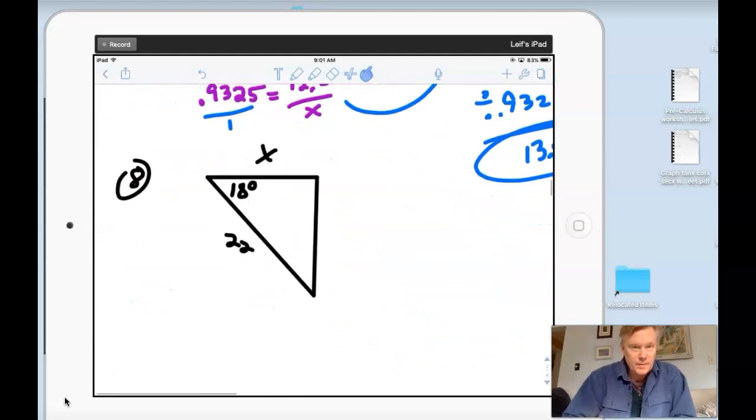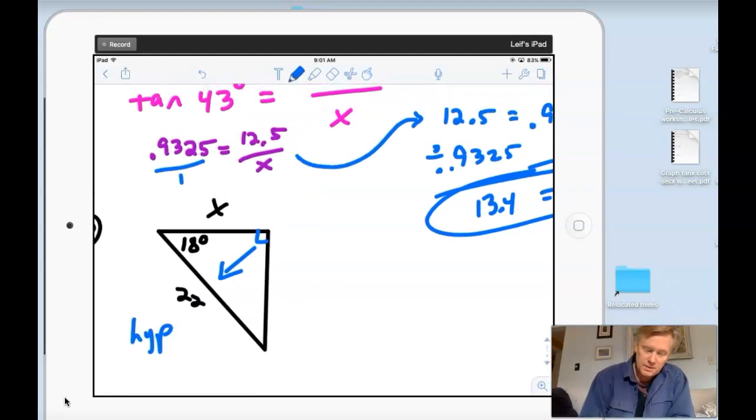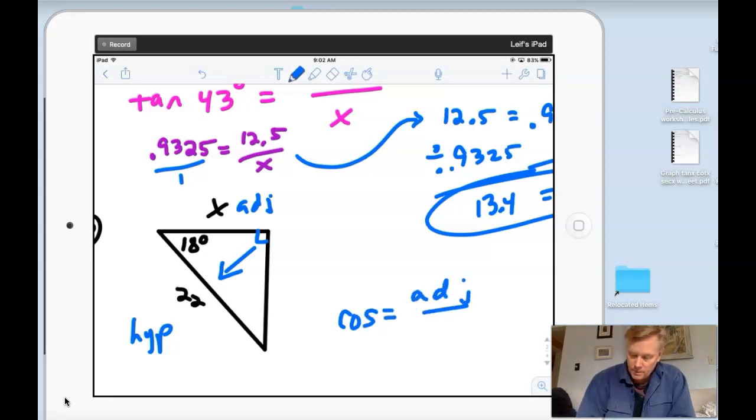Next one. Same idea. Label the sides first. I should have a right angle on it. These are all right triangles. So this is my hypotenuse, opposite the right angle. Okay, you can always make an arrow out of that, and it points directly at your hypotenuse, which means the x is the adjacent, because it's next to the 18, which means adjacent and hypotenuse is going to be the cosine. You can look back up at your three ratios. The only one with the adjacent and the hypotenuse is the cosine.